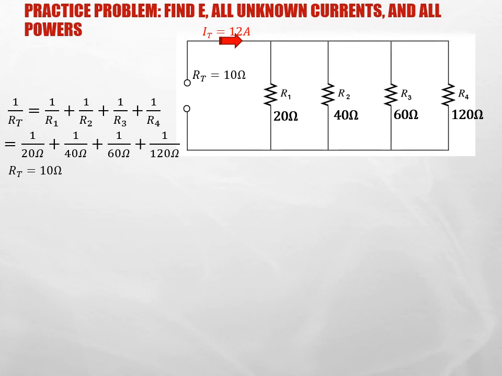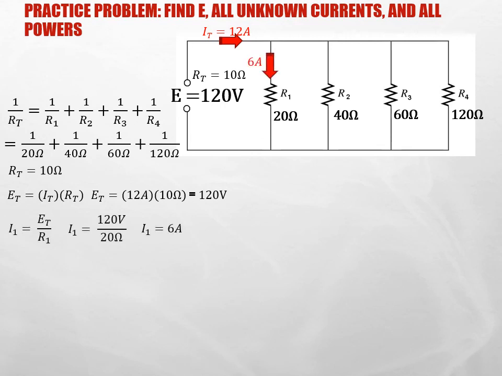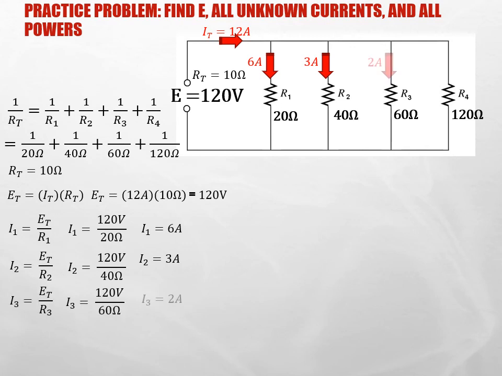Now it's a simple Ohm's law problem. ET is equal to ITRT. Total current times total resistance will give me total voltage. 12 times 10 is going to give me 120 volts, which means each branch is going to have 120 volts applied to it. Now I can find the current in branch 1, which is 6 amps. Branch 2 is going to receive 3 amps. Branch 3 is going to get 2 amps, and the fourth branch, the last branch, is going to get 1 amp.